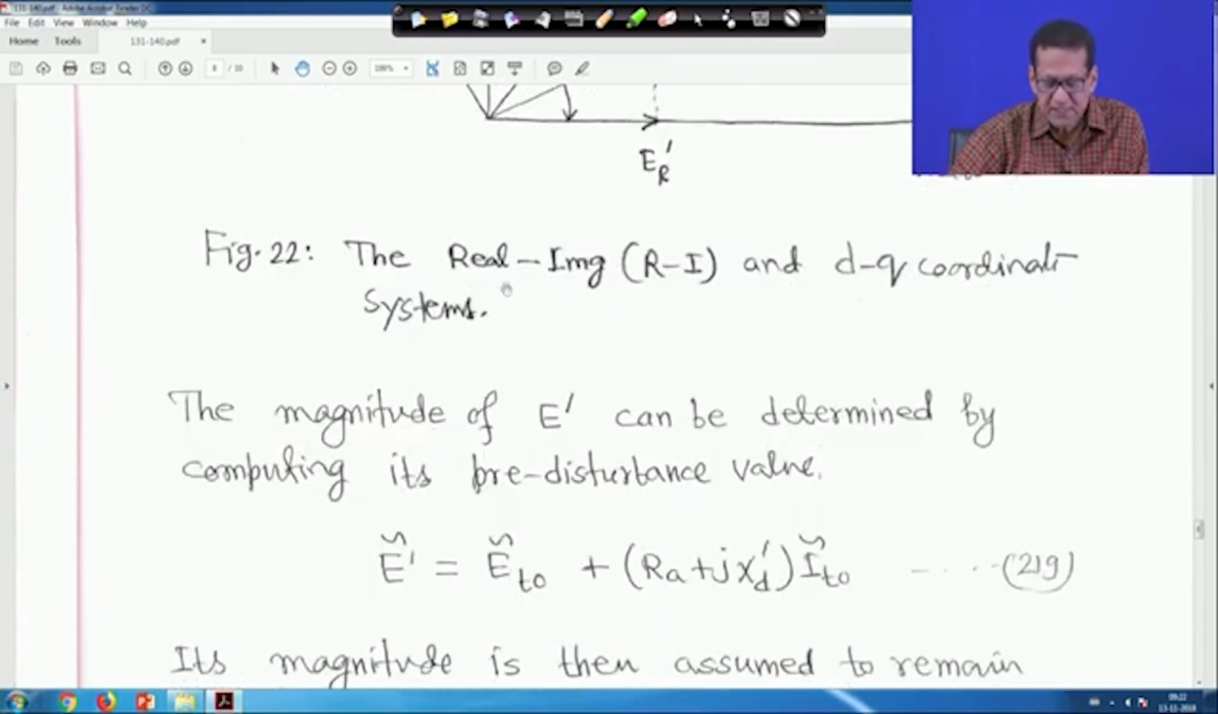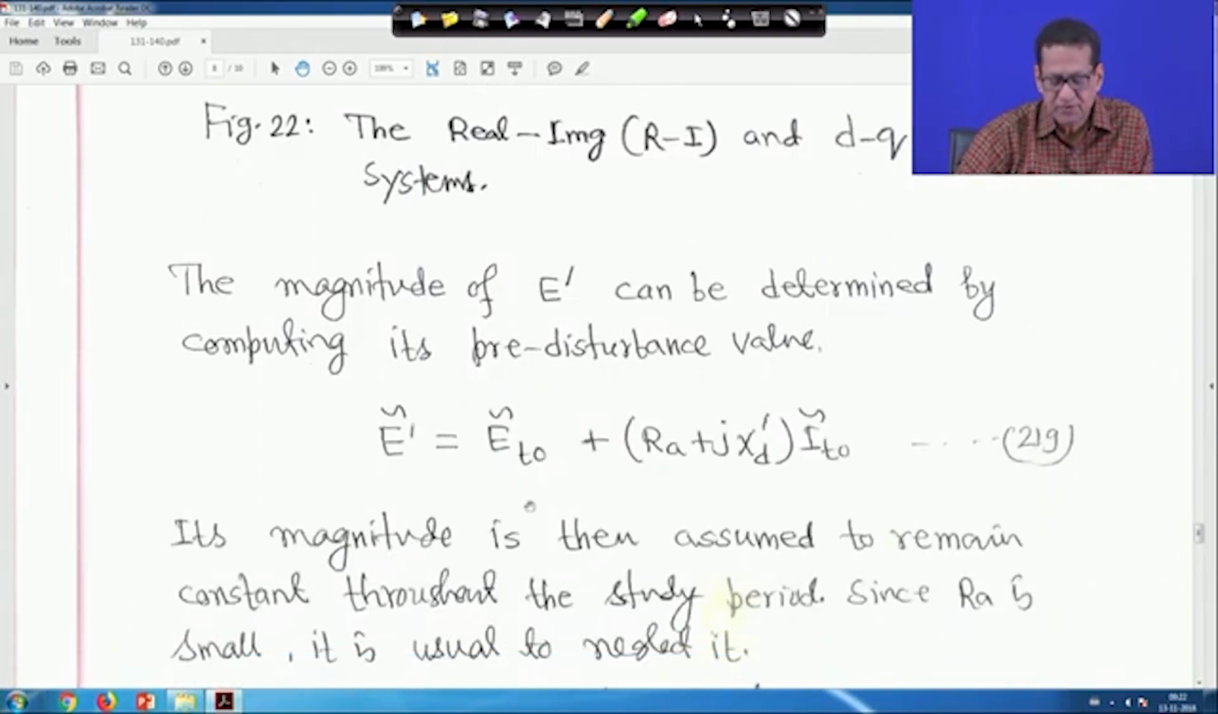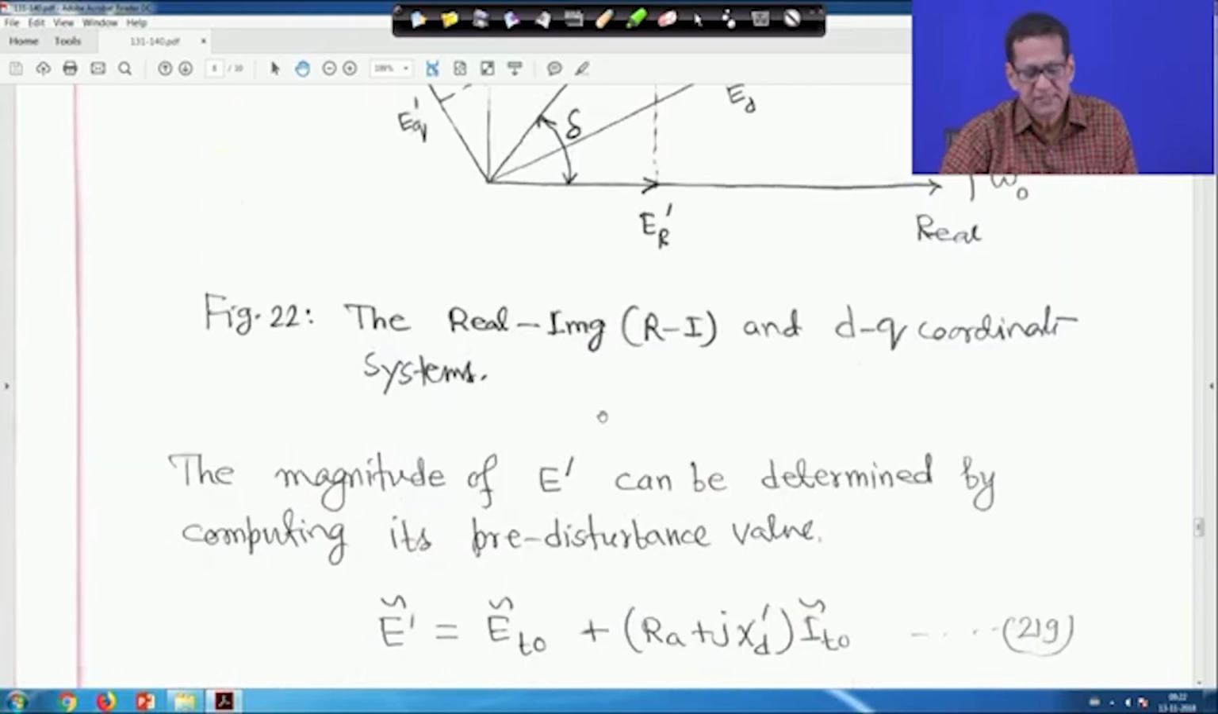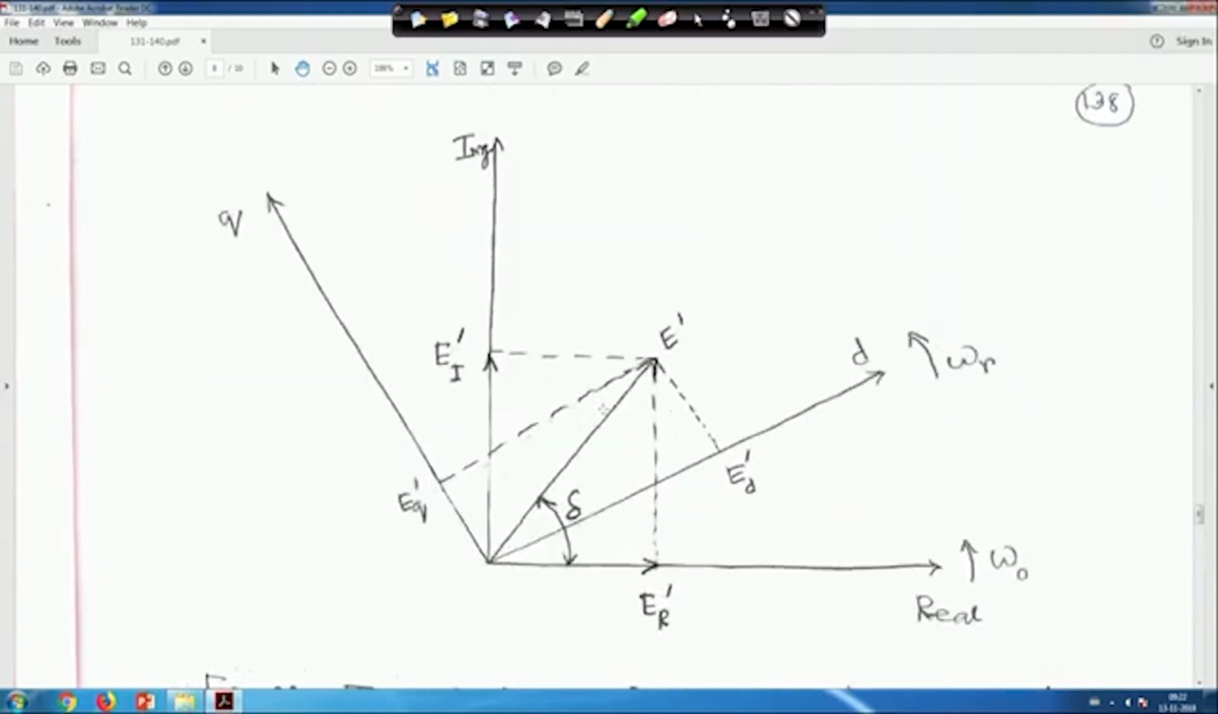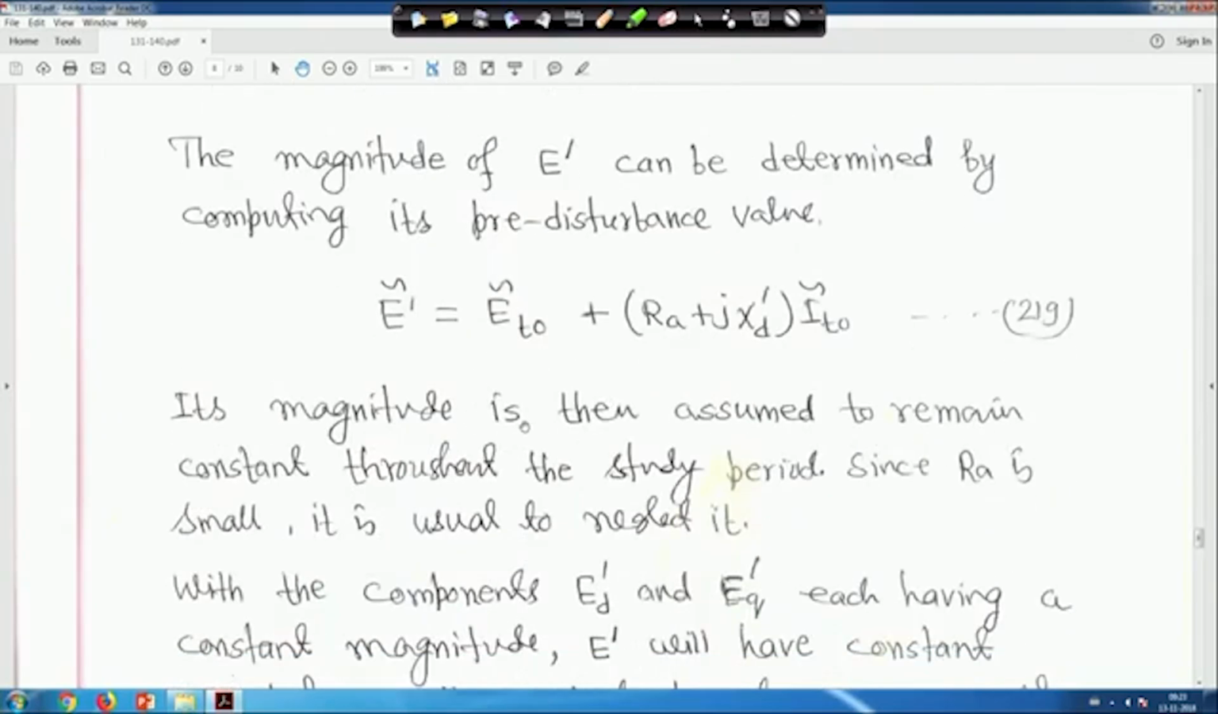The magnitude of E' can be determined by computing its pre-disturbance value, I mean, if you know the initial values. Therefore, E' tilde is equal to E_t0 tilde plus (R_a plus j X_d') into I_t0 tilde. This is equation 219. It can be calculated if you know the pre-disturbance value. Now, its magnitude is then assumed to remain constant throughout the study period. For the sake of simplicity, we will assume that it is constant throughout the study period.